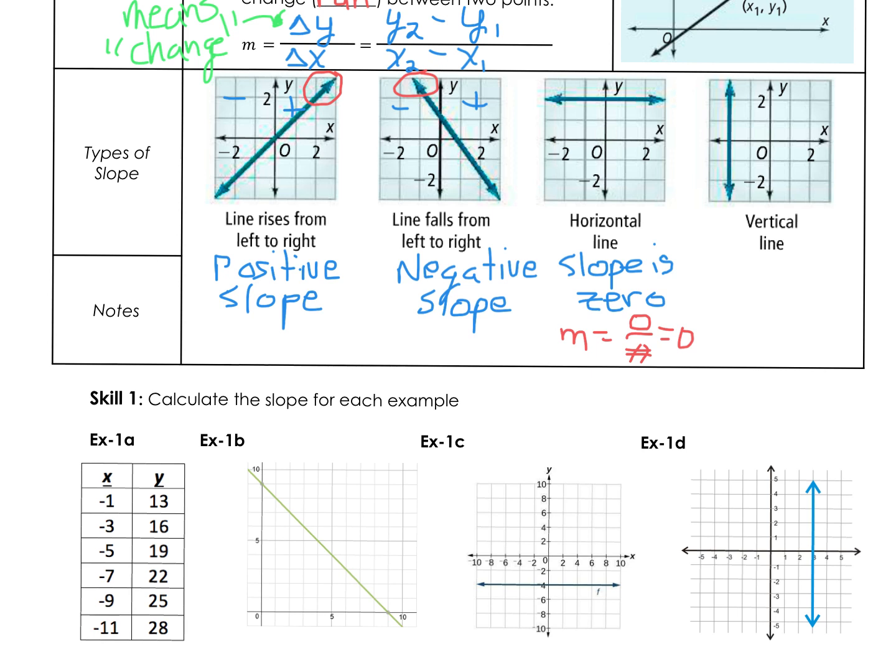So vertical lines have no slope, and we're not allowed to say no slope, because I don't know what you mean by no slope. I don't know if you mean the slope is 0 or undefined. So with a vertical line, you're going to say the slope is undefined.